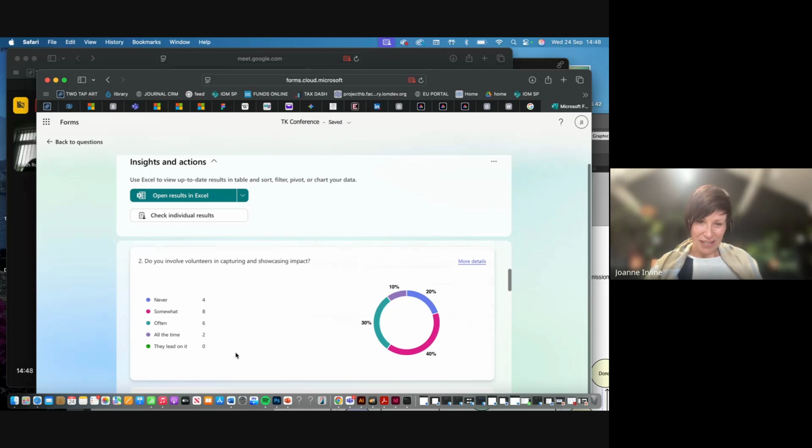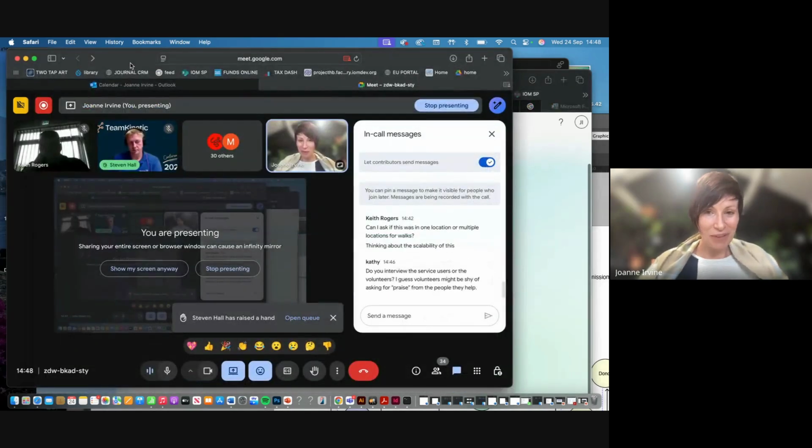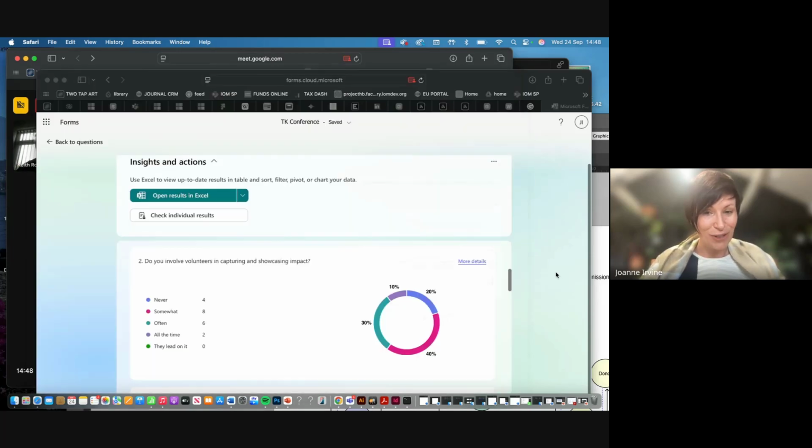And it's also saying there's a lot of you, some of you never use volunteers in capturing social impact, and then there's a mix, which is really good. So there's sometimes, somewhat, oftens, all the times, and no one leads on it. So fair enough. I wasn't expecting that necessarily, but I've got two people that said all the time. Would the two people that said all the time be brave enough to tell us how they do it, or share any of their thoughts on that?